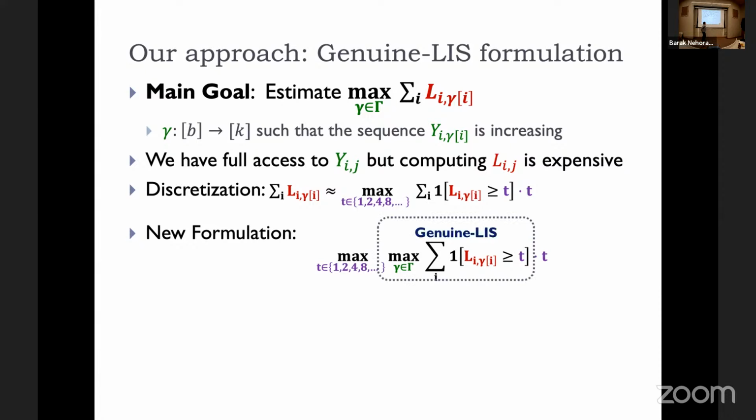And now you can observe that if we parenthesize it this way, this is the maximum over all the global monotone functions of the summation of the indicator variables, whether the LIS is sufficiently long. This is our Genuine-LIS problem. This Genuine-LIS problem corresponds to the global LIS.